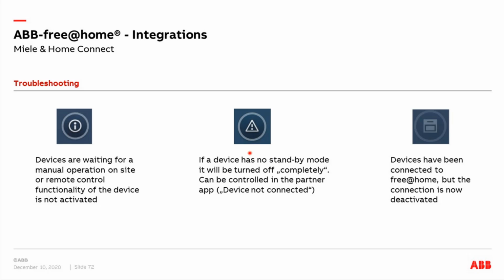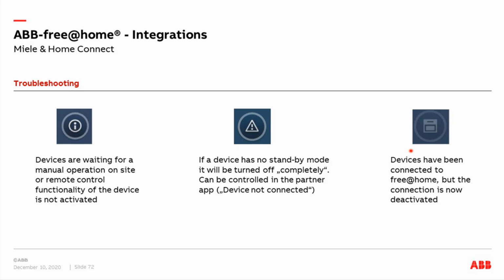Then for some devices we have the situation that there is no standby mode and the devices are turned off completely. In this case, it's not possible to control them via Free at Home. You also have to go to the device and turn it on again to have the communication to Free at Home established again.